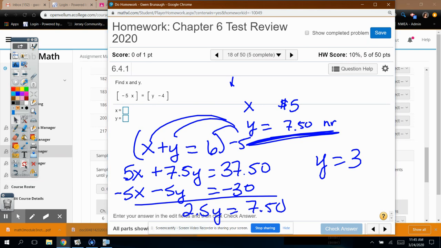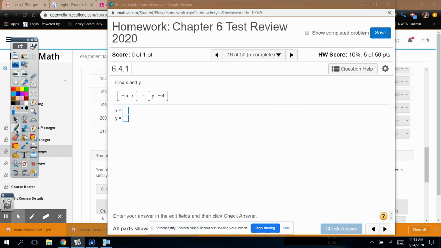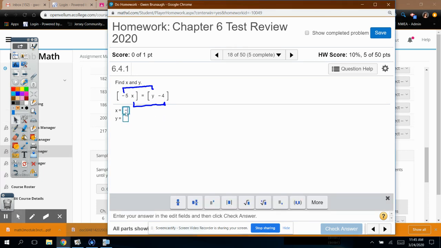All right, this is just matchy-matchy. Okay, then if these matrices are equal, this -5 has to match with the y, and the x has to be with the -4. And that's all you have to do here. What's in the X spot? -4 is in the X spot. What's in the Y spot? That's -5.